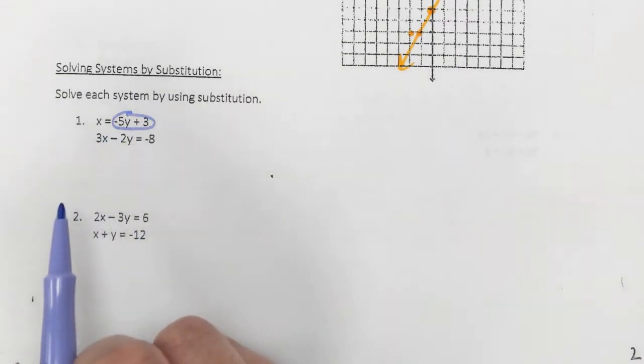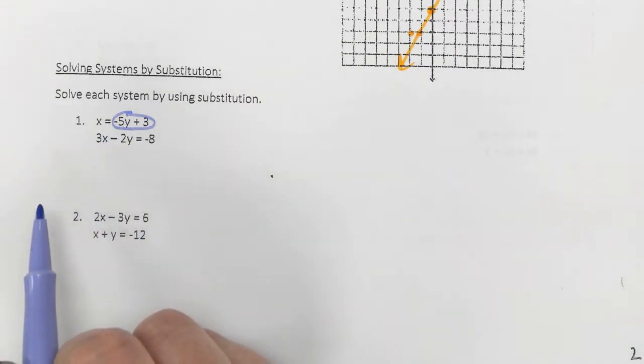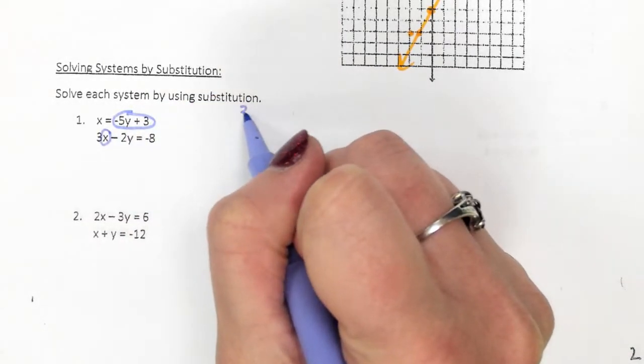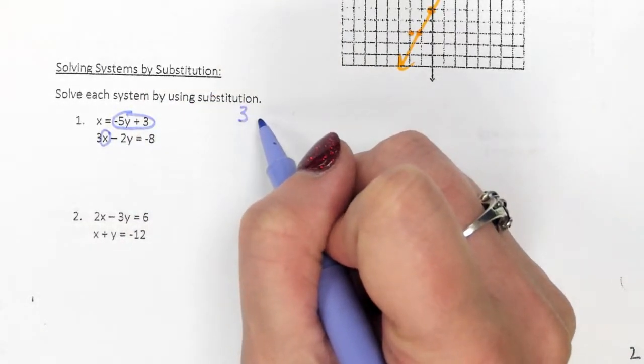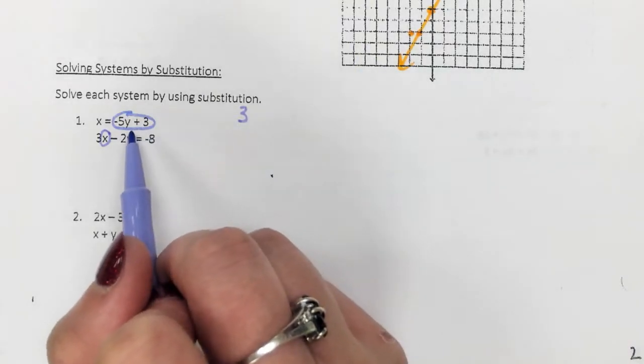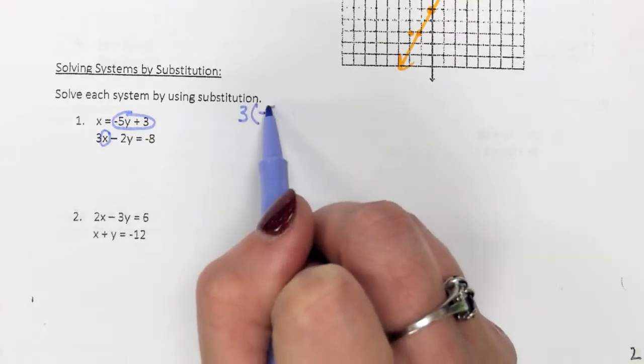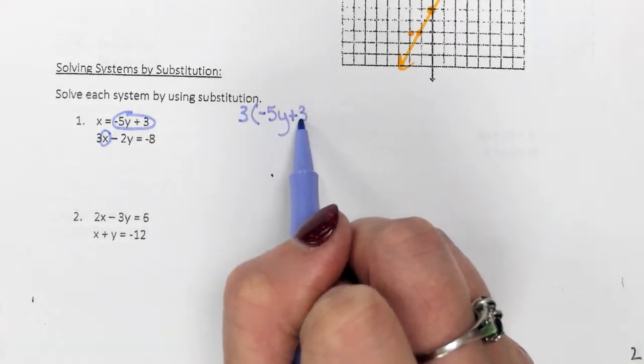Okay, so do you see an x in the other equation? Yes, right here. All right, so we're going to write 3, but we're not going to put x. We're going to substitute what x equals, and we're going to write -5y plus 3.